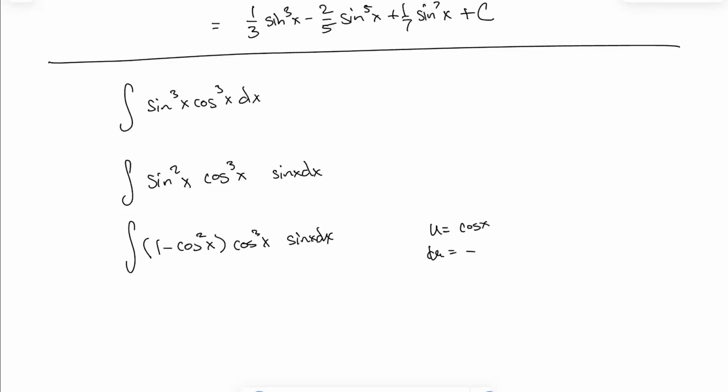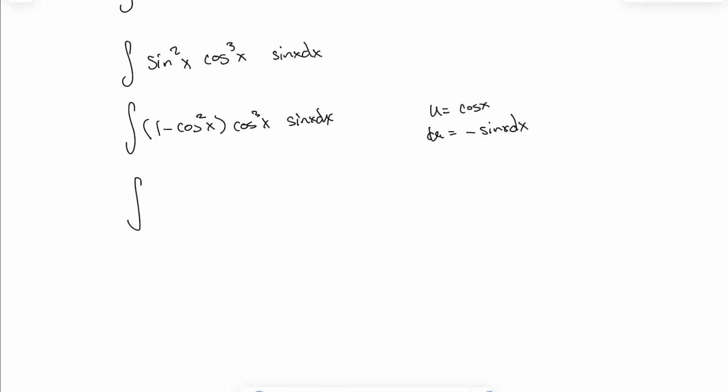du is negative sine x dx. Now there's a negative here inside the integral. I don't see negative sine x, so when I do my substitution, you have to insert an extra minus sign, which you can just factor out of the integral anyway. So after the substitution, it's this. I hope that's what you got after the substitution.